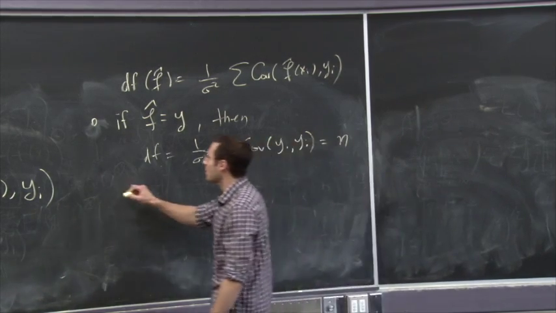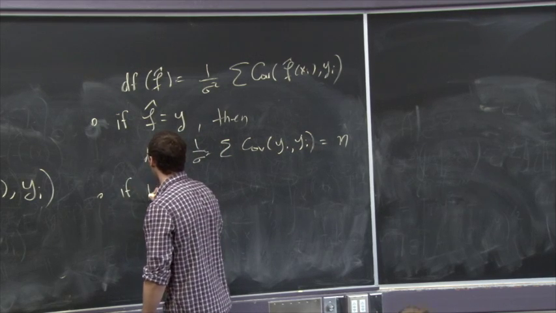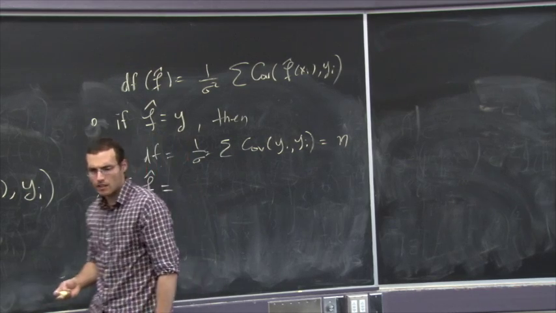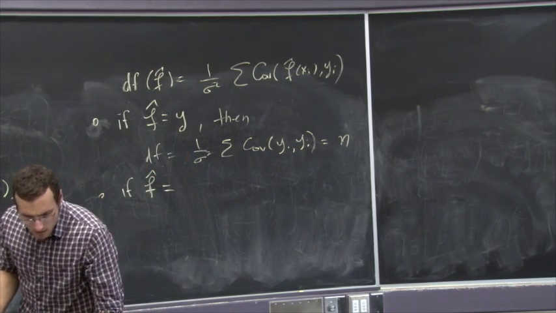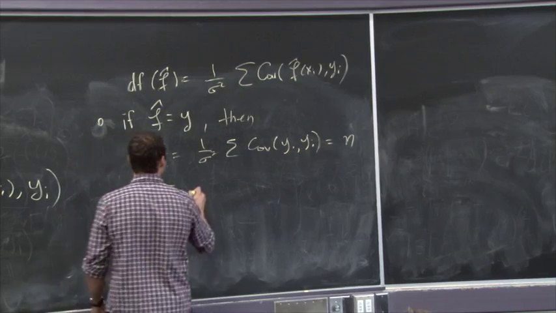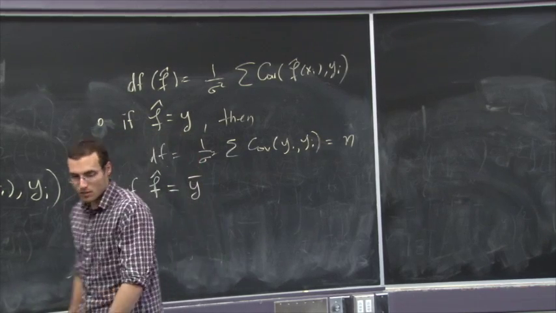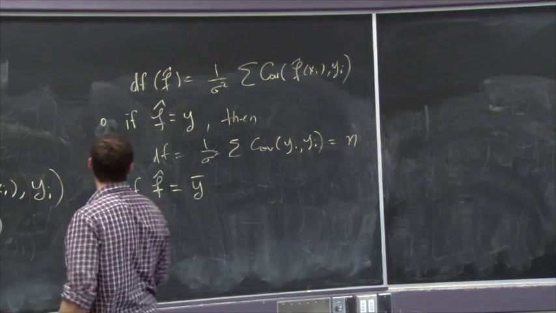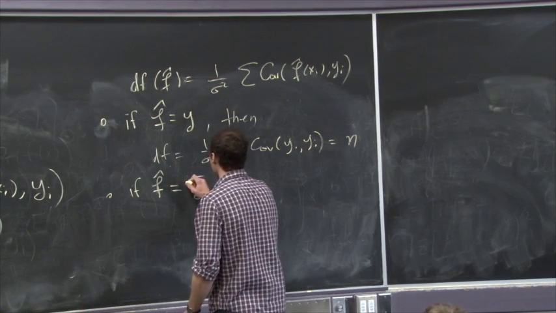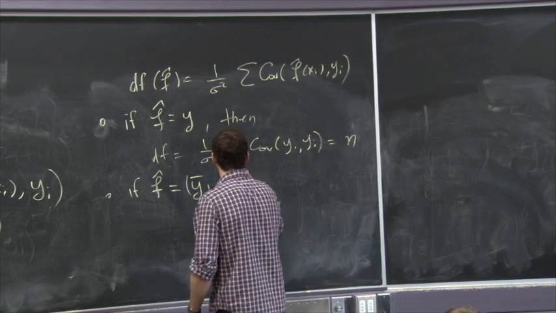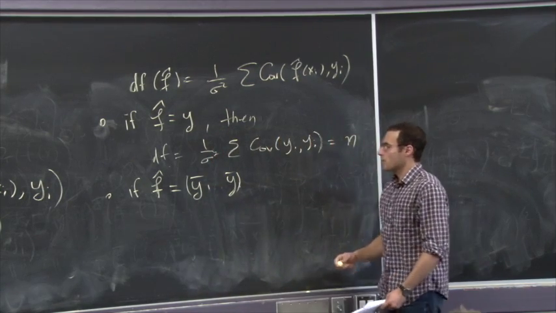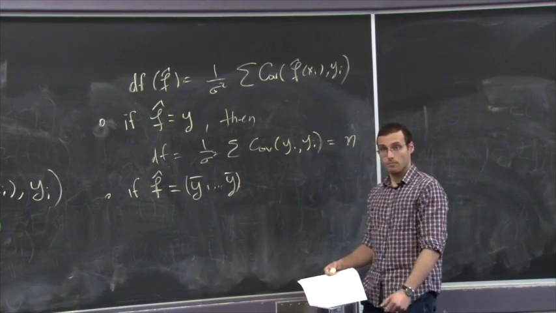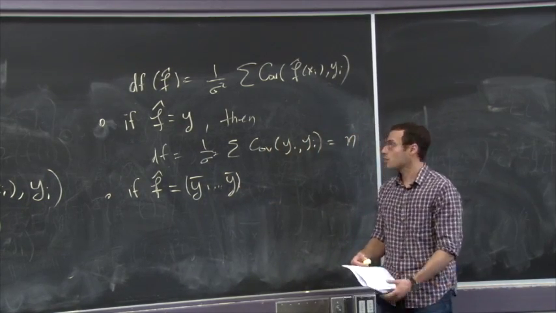Okay, that makes sense. How about if f hat is the mean, y bar? What's the expected number of parameters? This is the guy that you give n observations, and you're supposed to make n predictions, and it just returns y bar for everything. What's its degrees of freedom?